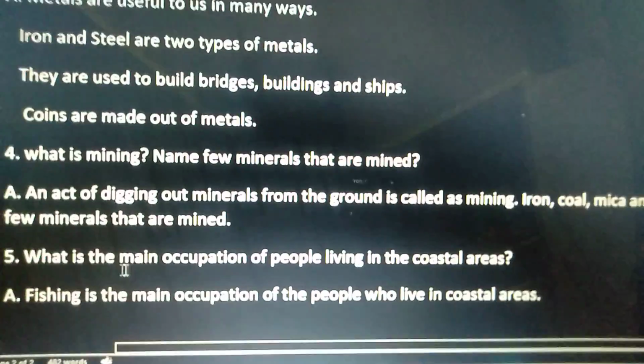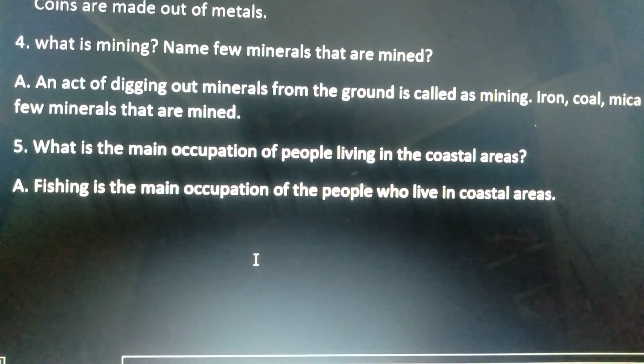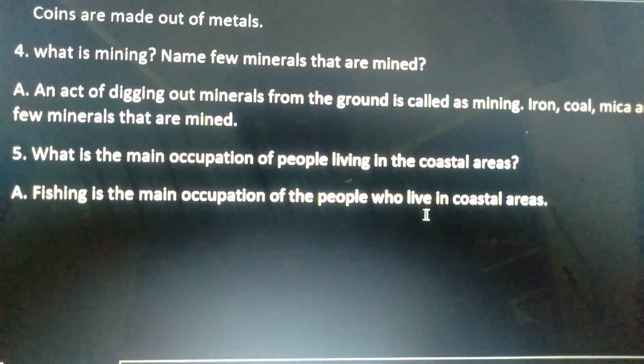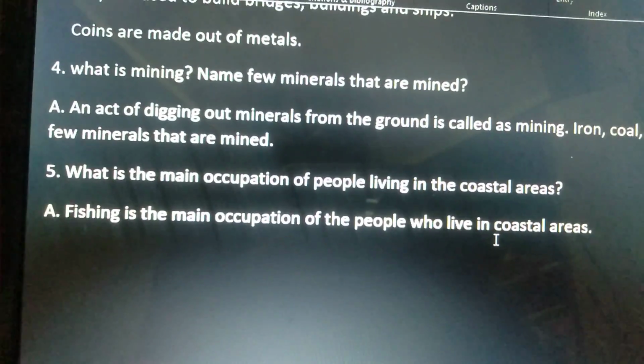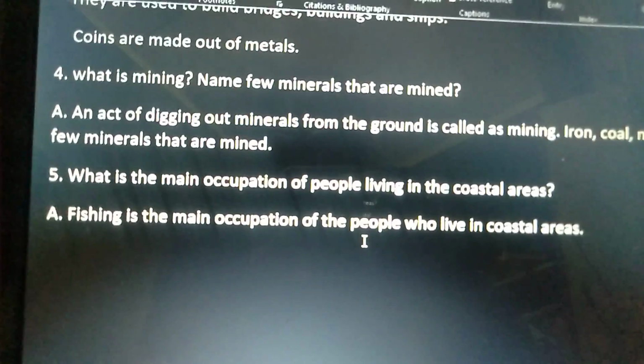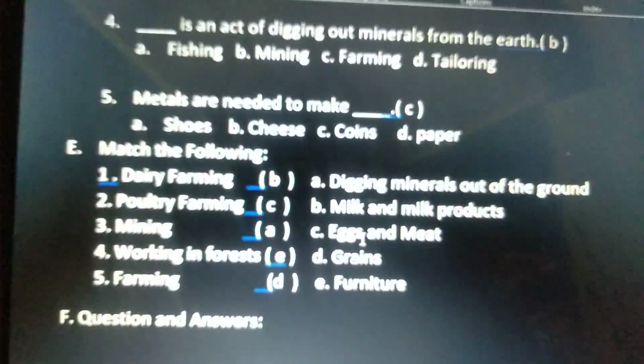Fifth one. What is the main occupation of people living in the coastal areas? Fishing is the main occupation of the people who live in coastal areas. So this is all about question and answers.